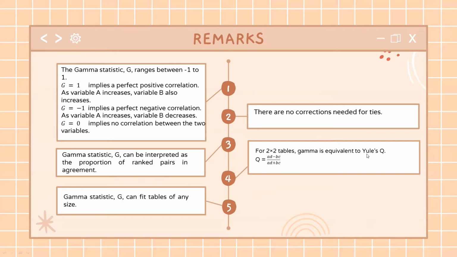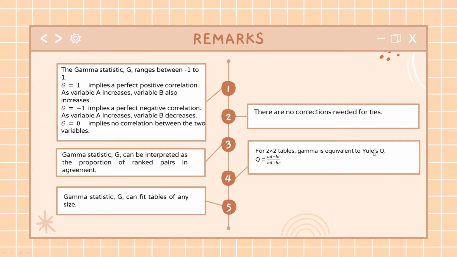Fourth, for 2 by 2 tables, the gamma is equivalent to Yule's Q, where Q is equal to A times D minus B times C all over A times D plus B times C. It is used to analyze the strength and direction of association between two dichotomous variables. An example of a dichotomous variable would be gender. It has two categories, males and females. Another example would be a coin flip. It has two categories, heads and tails.